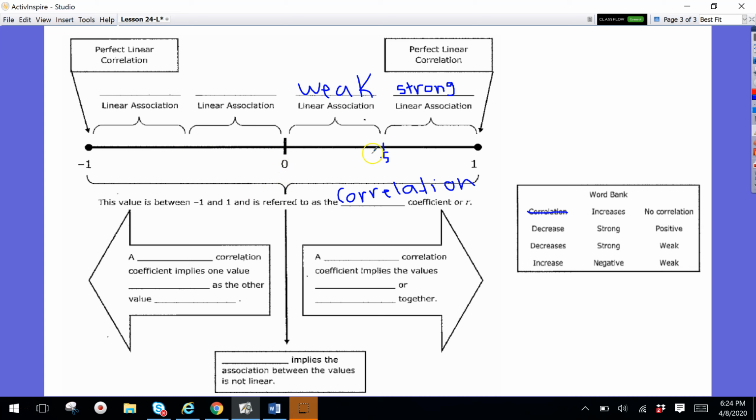Now let's look at the negatives. If I'm going from 0 to -0.5, then I am far from my perfect -1, so you are still weak. Yes, you're negative, but you're weak. And then from -0.5 to -1, you're going to be strong.